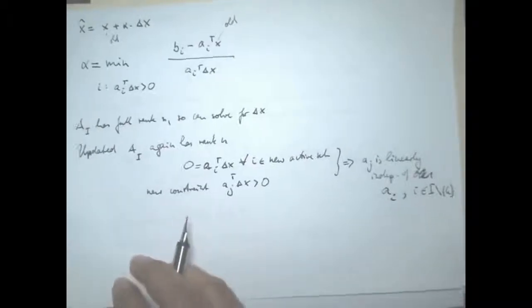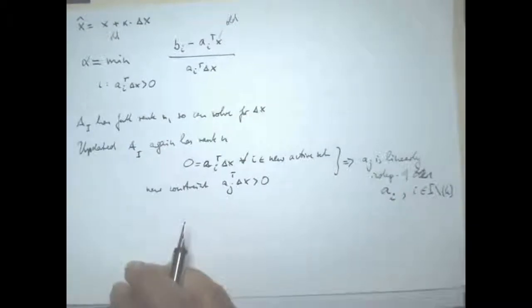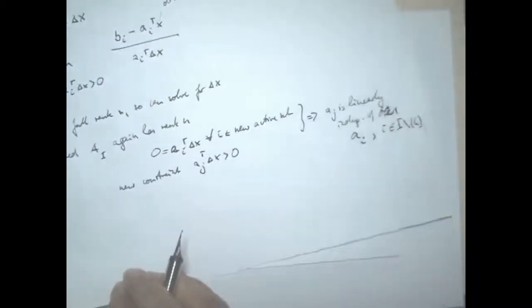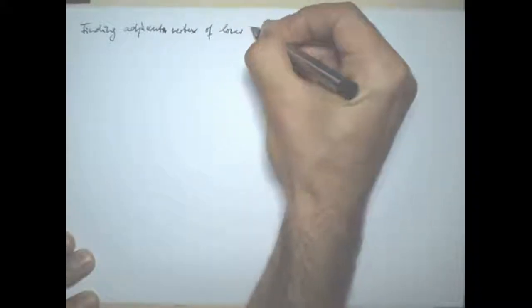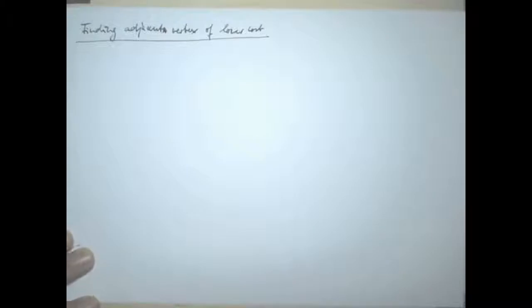So we have a recipe to find extreme points or adjacent extreme points, but now we want adjacent extreme points with lower cost. So to do that, we also need to be able to find out if we already are at an optimum. So we want to find an adjacent vertex of lower cost. And before we embark on a journey, so before moving in a new direction delta x, we should verify if we are already at the optimum.